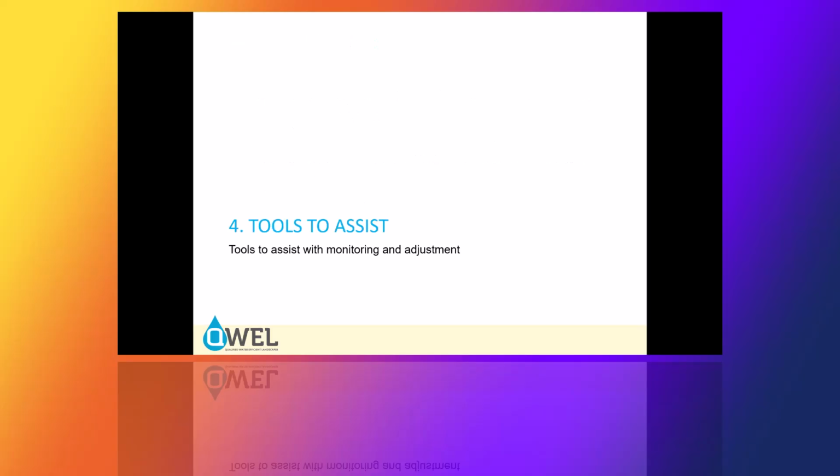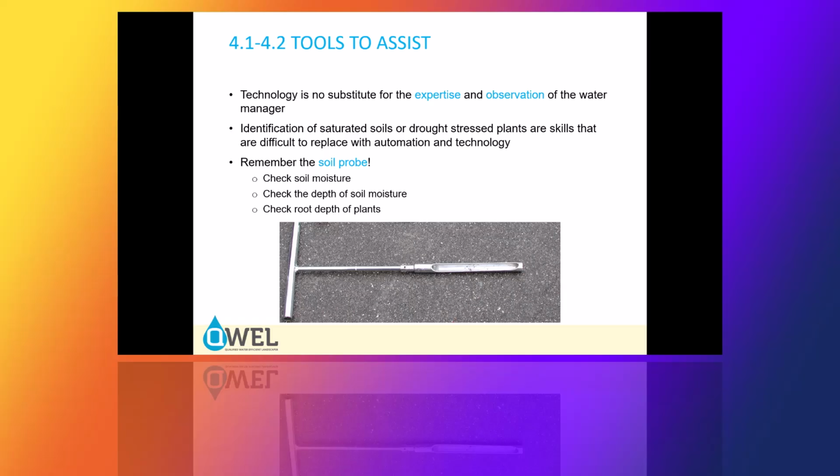Tools to assist with monitoring and adjustment. So we talked about some of these before, but remember our soil probe. This is the turf soil probe we talked about. If you're doing drip, we also have the long shank screwdriver or just the basic soil probe. So we want to check the soil moisture. We want to check the depth of the soil moisture. We want to check the root depths.